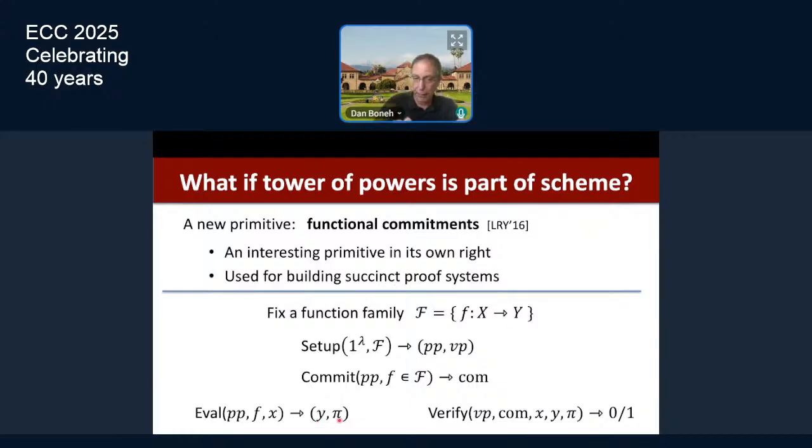and produce a proof pi that, in fact, y is equal to f of x, where f is the committed function. There's a verification algorithm that will take the commitment, the pre-image x, the purported f of x, and the proof, and decide whether this is a valid proof that y is equal to f of x or not. So effectively, we're committing to a function if we can later on open the function at any point in the domain and convince you that we opened the function correctly.